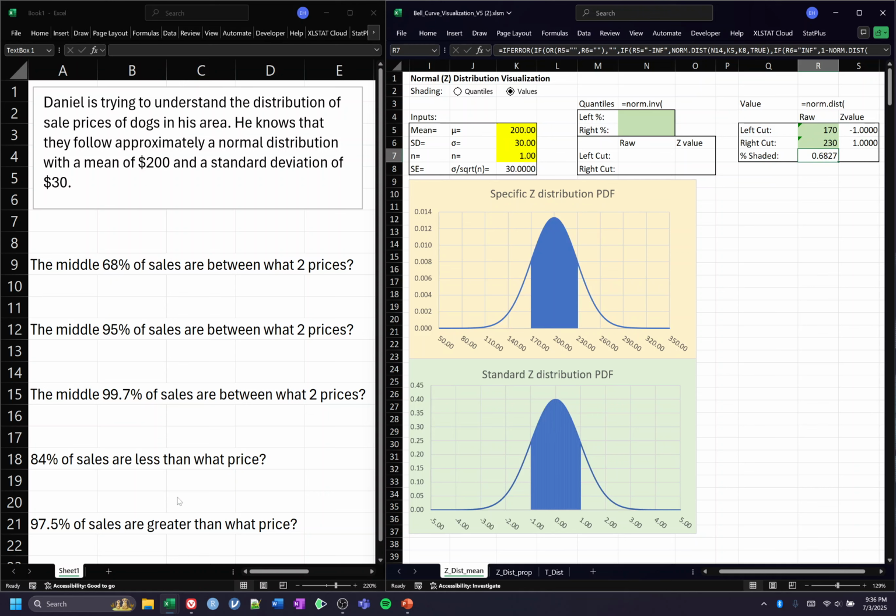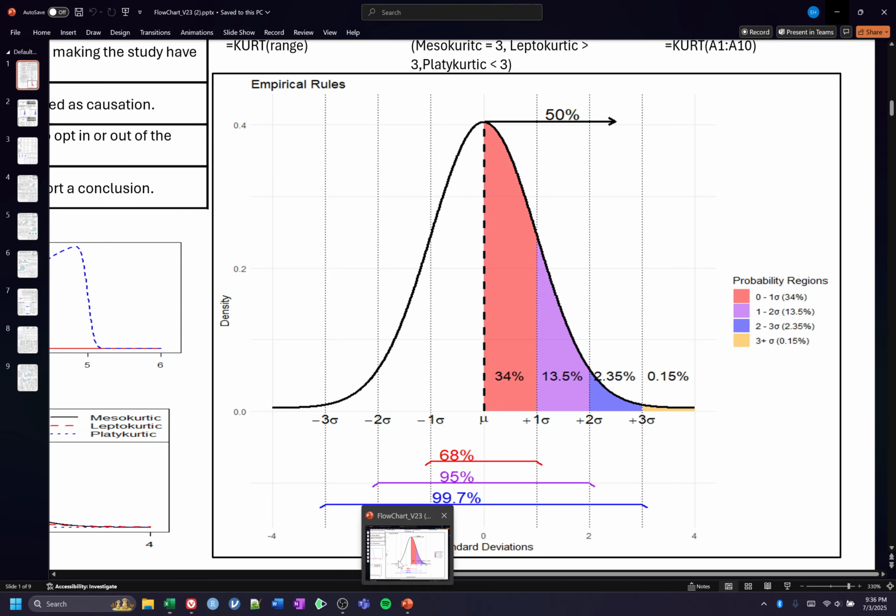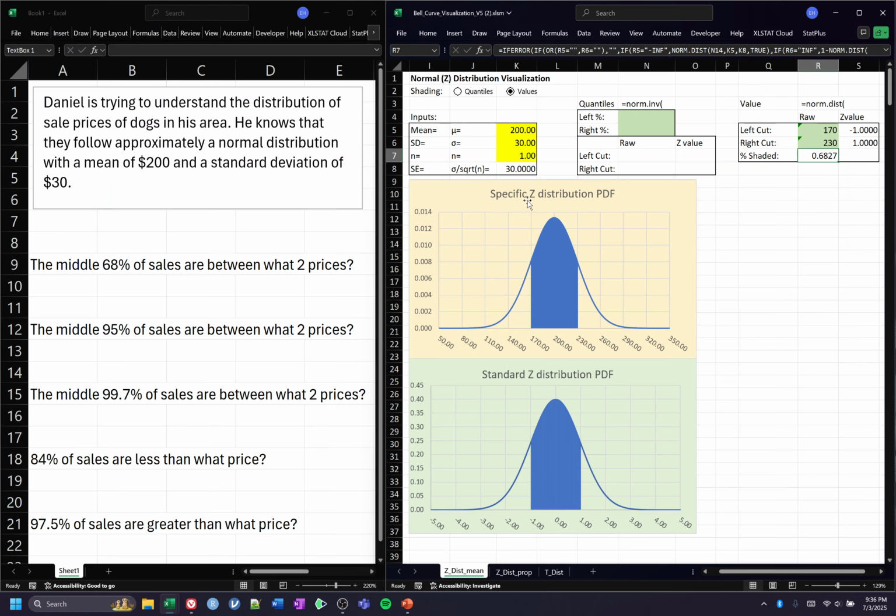Okay, the middle 95%, let's go back to our flow chart. The middle 95% were plus or minus 2 standard deviations. So let's go look at our plus or minus 2 standard deviations here. Our standard deviation is 30. When we multiply it by 2, that'd be 60. So we'll go plus or minus 60 from our 200. That means down to 140 and up to 260. So let's go ahead and put those in. We have 140 to 260. So that's plus or minus 2 standard deviations. And notice here it is our roughly 95% of sales.